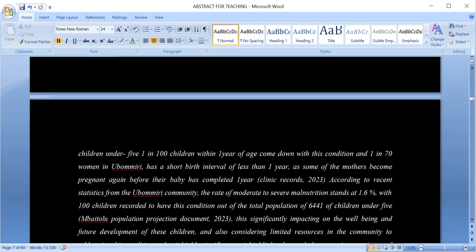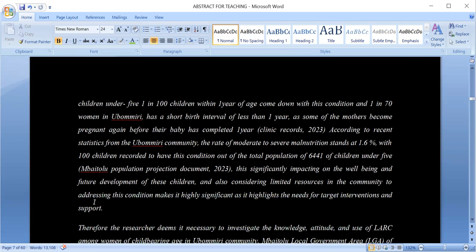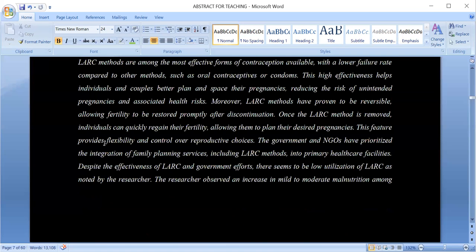But in the first section, he introduced the context of family planning and reproductive health. Now he went forward to identify a social problem with statistics. Then finally, he identified a gap, which is a problem. So despite the effectiveness, there seems to be low utilization of this. This low utilization, there seems to be, means no one has given us a research work on that, and that is a gap. There seems to be low utilization.